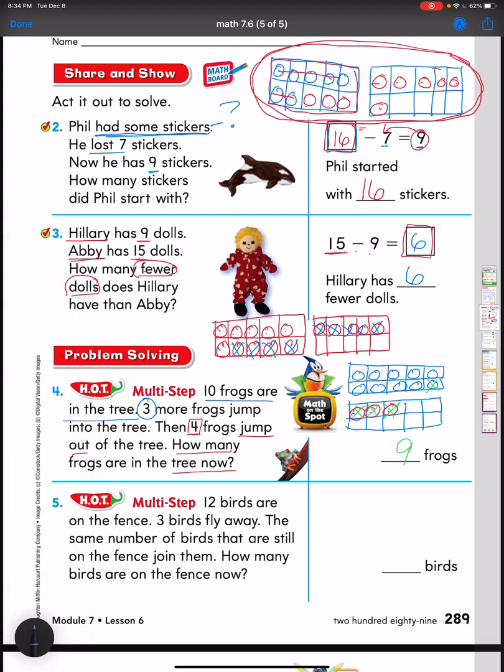12 birds are on the fence. 3 birds fly away. The same number of birds that are still on the fence join them. How many birds are on the fence now? Okay, so let's draw our 10 frames. I'm going to draw a whole lot of room here. That's okay.